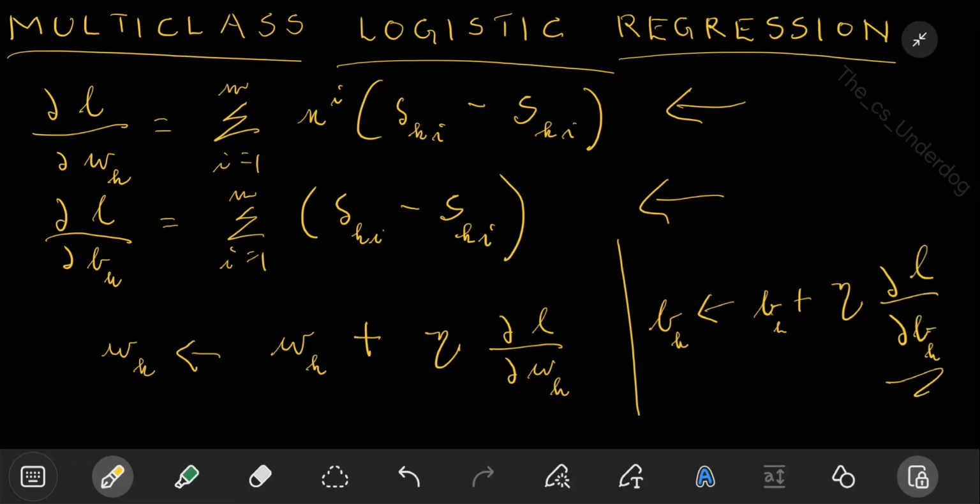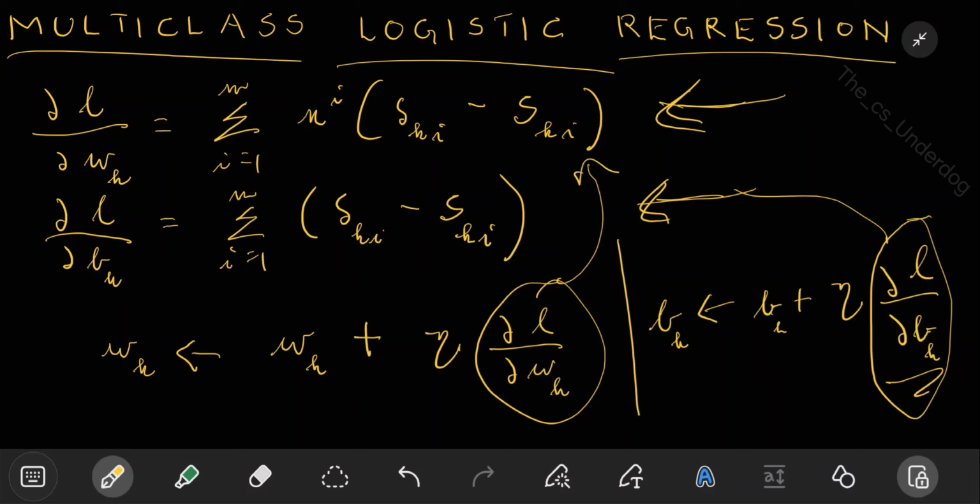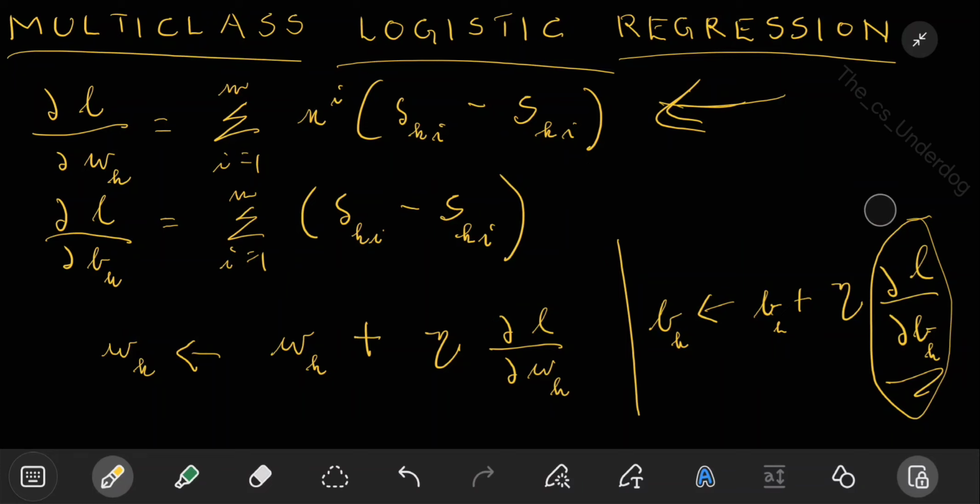Okay, and this del by del BK and del by del WK you have here. So this term you have from here, this term you have from here. Okay, so this is how you update the values of W and B.